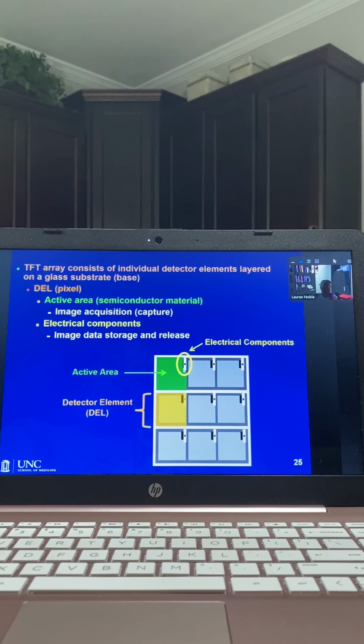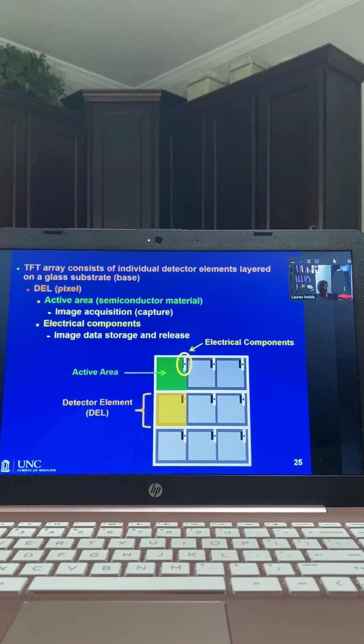The other thing is, I told you that thin film transistor runs across the whole bottom of this detector, but then it also appears in the upper corner of each one of those little squares. So we have electrical components here, and the electrical components are involved with storing the data and then releasing the data at the appropriate time. So we'll be talking a little bit more about this.